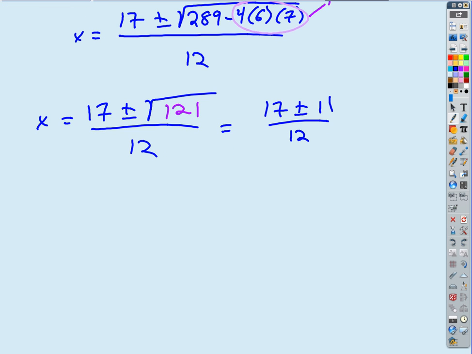Okay, and so this is one where we don't have to split the fractions up because we just got a whole number out of our square root. So if we take the plus sign, 28 over 12.